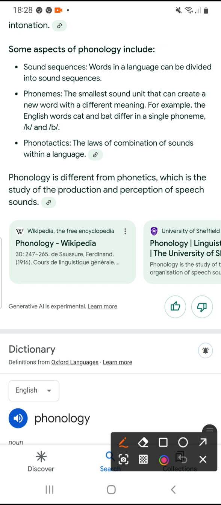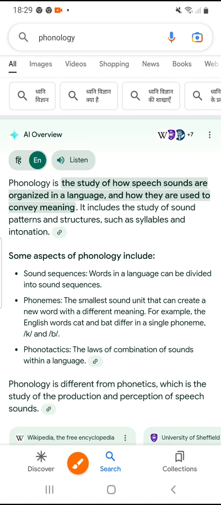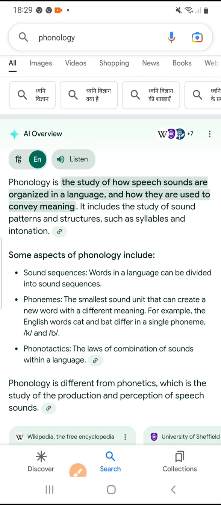Now phonology is different from phonetics, which is the study of production and perception of speech sounds. So phonetics is the study of how sound is produced and how sound is perceived. And phonology is how speech sounds are organized in a language. So the organization of speech sounds and how they are used to convey meaning is the part of phonology.